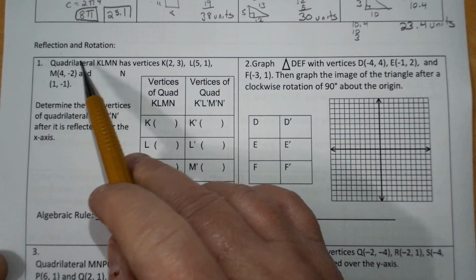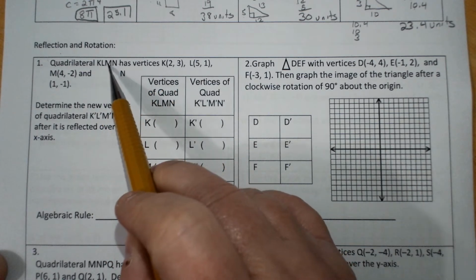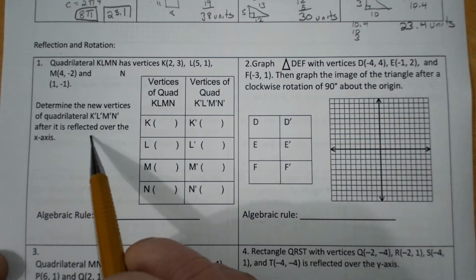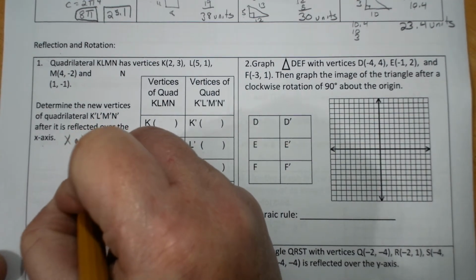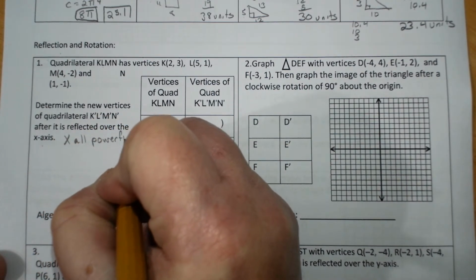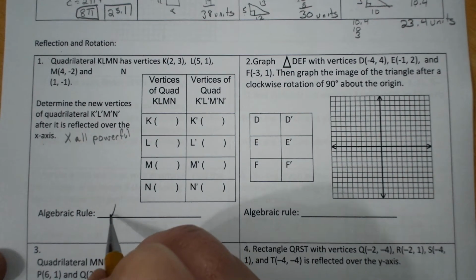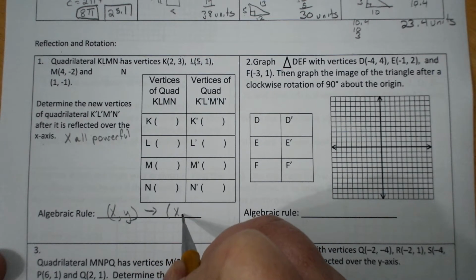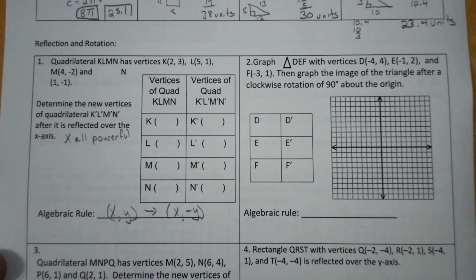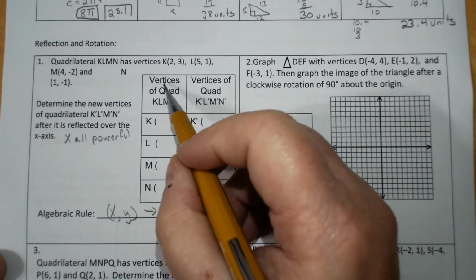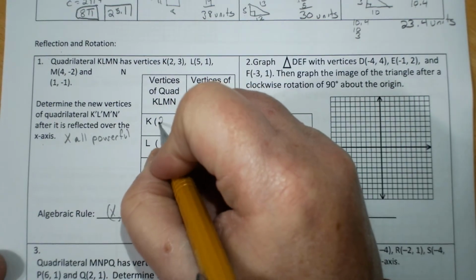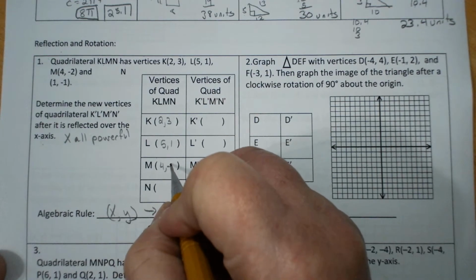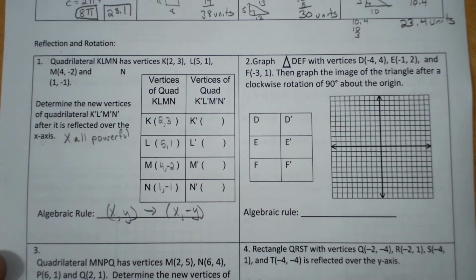Okay, a quadrilateral that has vertices, and I know that that's the pre-image because it has no primes. Determine the new vertices after it's reflected over the x-axis. X is all powerful. So it says x comma y transforms into x, negative y: change the sign of y. When I want the vertices, I'm just straight copying: 2 comma 3, 5 comma 1, 4 comma negative 2, 1 comma negative 1.